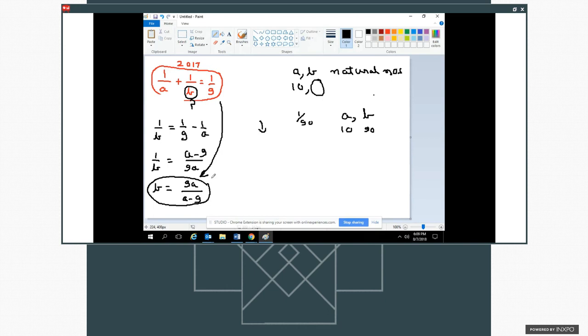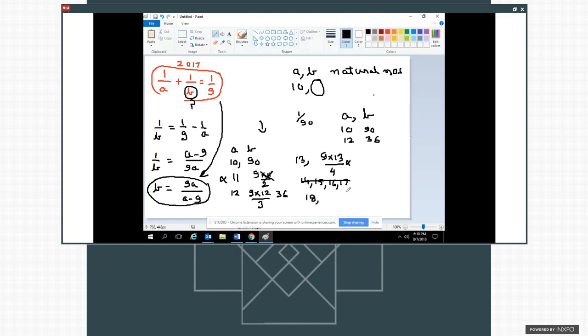With this transformation, the problem becomes much easier, because as you start checking for A, when you put A as 10, you get 90 divided by 1, so B is 90. When you put A as 11, you get B as 9 into 11 by 2, which is not an integer, so 11 is not a solution for A. When you put A as 12, you get B as 9 into 12 by 3, which gives you 36. So you get (10, 90) and (12, 36) as two options. Then when you go for 13, you get B as 9 into 13 upon 4, which is not an integer. You can check that 14, 15, 16 and 17 will not give you integers, and the last value at which you will get an integer is if you put A as 18.